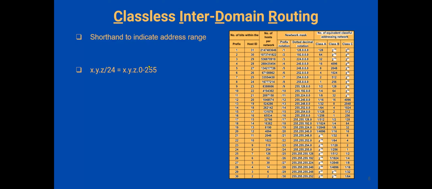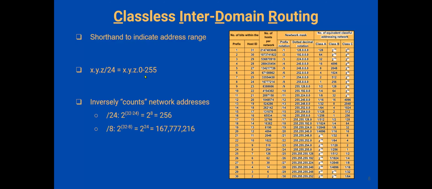That says that there are 24 bits that are spoken for. And if you do the math, there's 32 bits in an internet address. So it's kind of backwards in a sense. That means the range that's available is 0 to 255. Now the other way you can look at it is that I like to think it inversely counts network addresses. So the /24 becomes 2 to the 32 minus 24, which is 2 to the 8th, which is 256. Those are the addresses available.